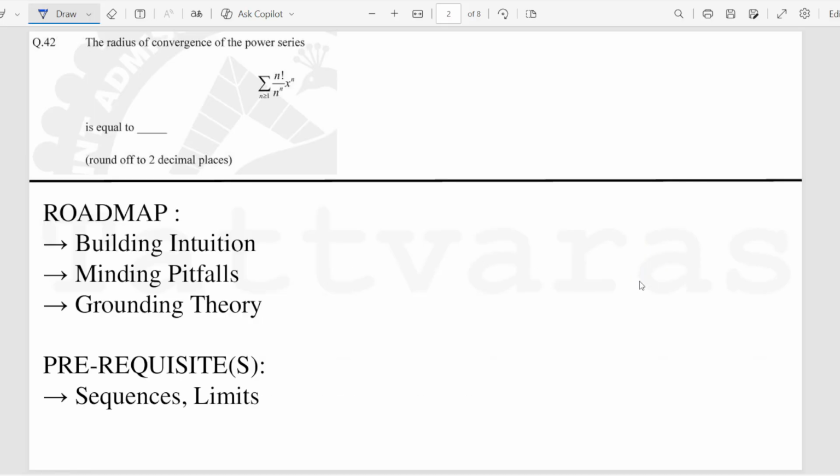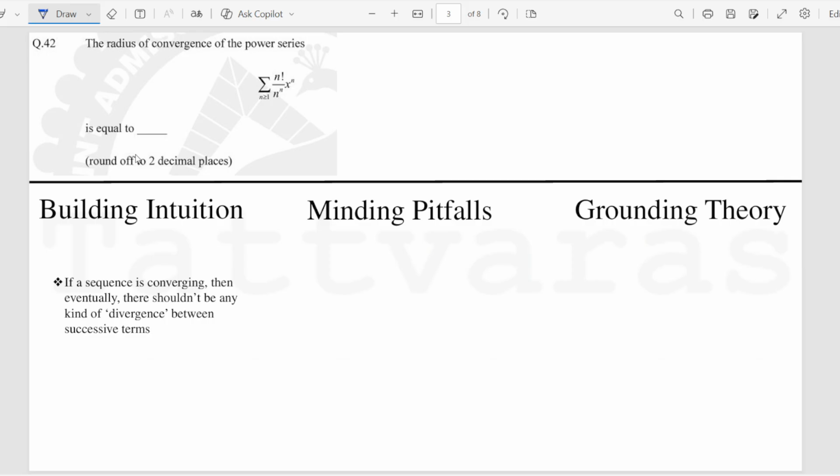Let's get started with this real analysis sum. Pretty straightforward. You have to find the radius of convergence for this given series. Naturally, the prerequisites of sequences and limits will be helpful to understand the solution thoroughly. Okay, let's get started. Now, let's first take an opportunity to build intuition about this.